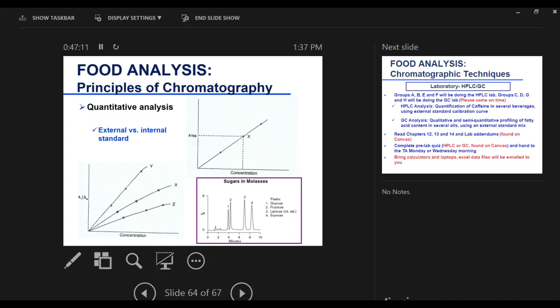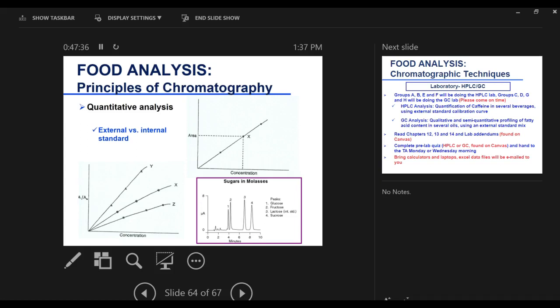So look at this example here. Let's say molasses. In molasses you have glucose, fructose, sucrose. You don't have lactose. Lactose is a sugar, and it elutes within the retention time, within the analysis time. You want it to come out within your analysis time. You don't want to change your analysis time. But you don't want it to come out with anything else. So here's your internal standard. It doesn't come out with anything else.